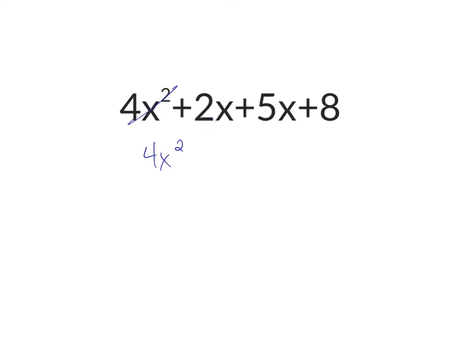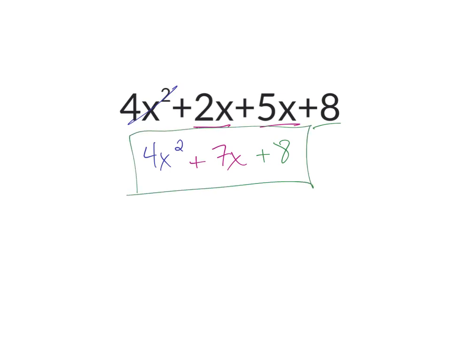Here I've got 2x plus 5x. Those two are like terms. So that's going to be plus 7x. And then the last little bit, 8, just that constant hanging out by itself. Just going to add that to the end, plus 8. And that is my final simplified expression. So hopefully that helps you understand simplifying expressions by combining like terms.